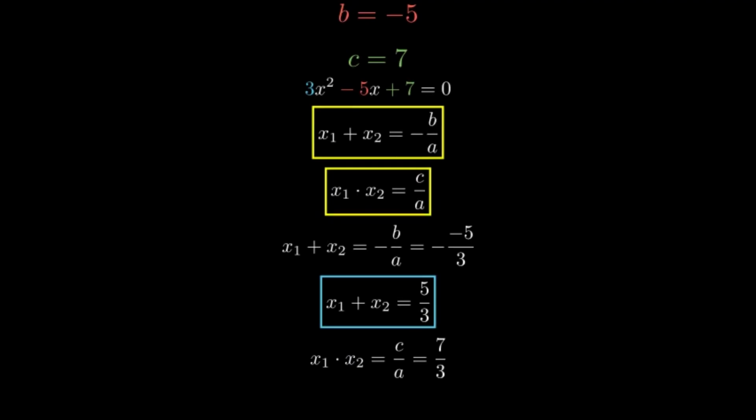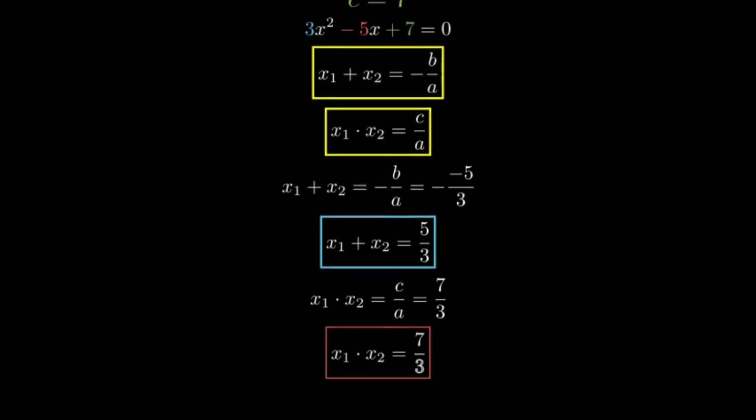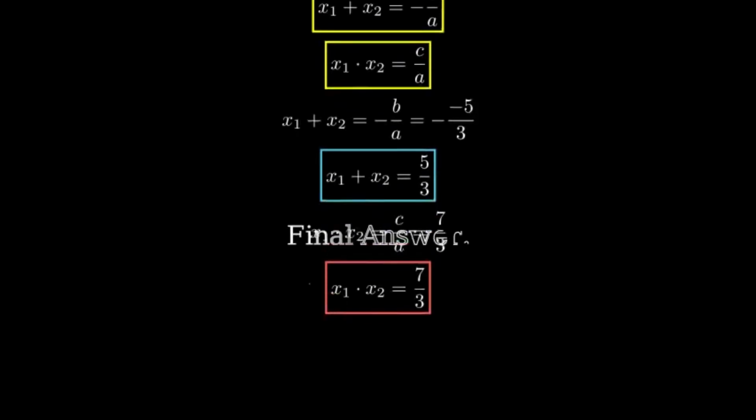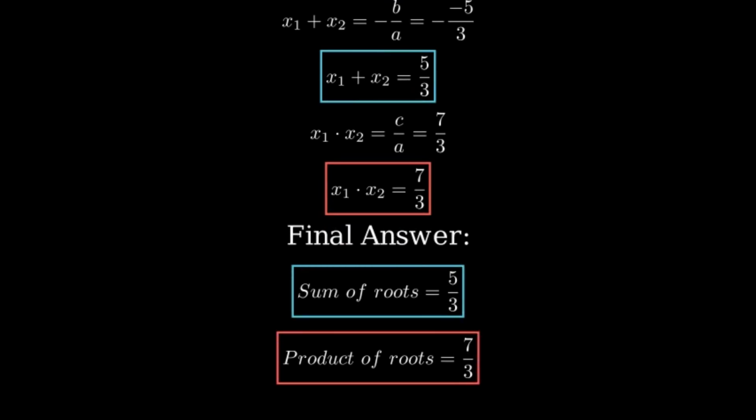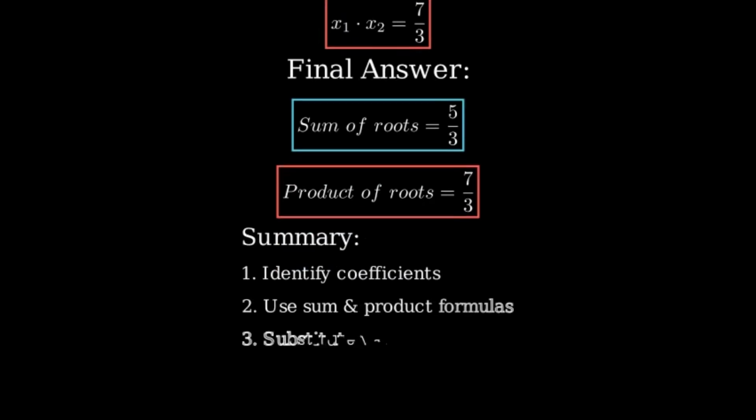Step 4. Now, let's calculate the product of roots. Substituting c = 7 and a = 3, we get 7/3. Therefore, the sum of the roots is 5/3, and the product of the roots is 7/3. To summarize, we found these values by 1. Identifying the coefficients, 2. Using the sum and product formulas, 3. Substituting the values, and 4. Simplifying to get our final answer.